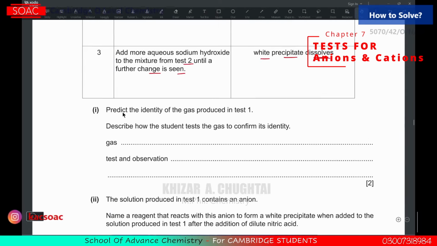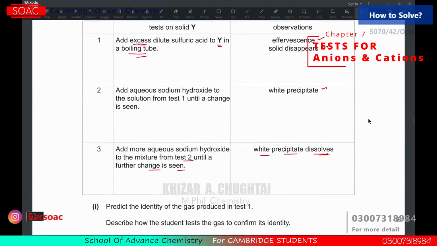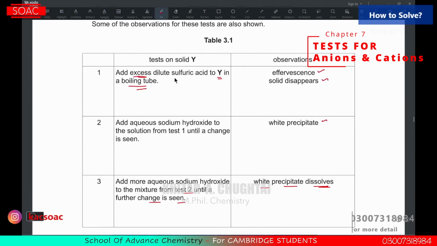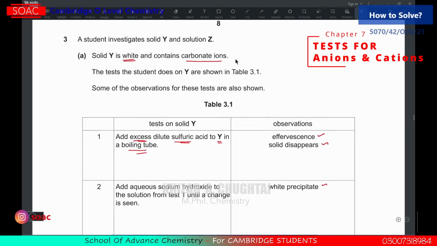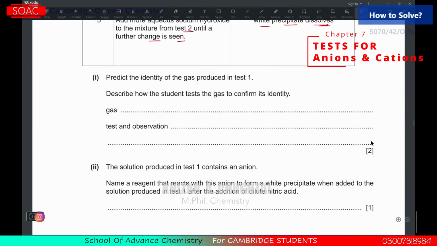Number 1, predict the identity of the gas produced in test 1. Describe how the student tests the gas to confirm its identity. Whenever you add sulfuric acid or any other acid to a solution that has carbonate ion, there will be effervescence. That means CO2, carbon dioxide gas, is going to be formed.